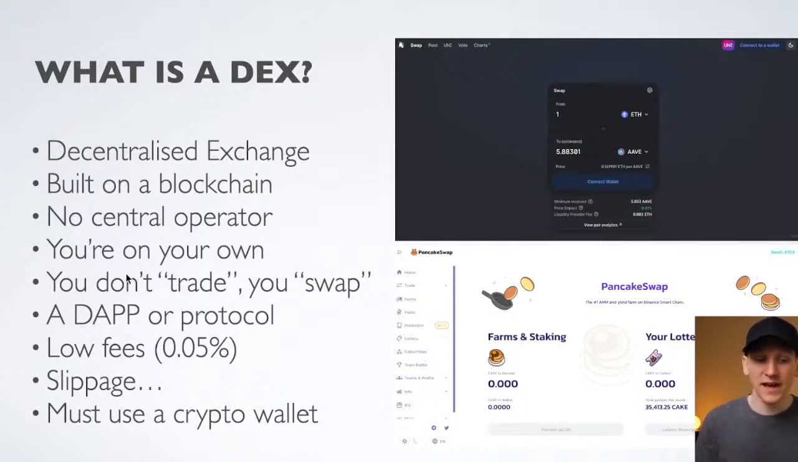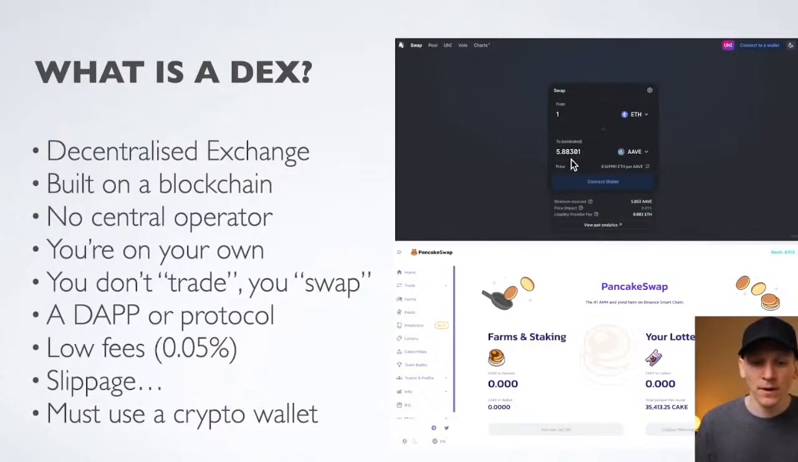On a decentralized exchange, you don't actually trade with someone else, but you swap tokens. It's a really different type of trading, but you do have very low fees. You can see you can pay around 0.05%. So the fees are very low, and that's because it's literally just a computer program. So I've got two examples here.